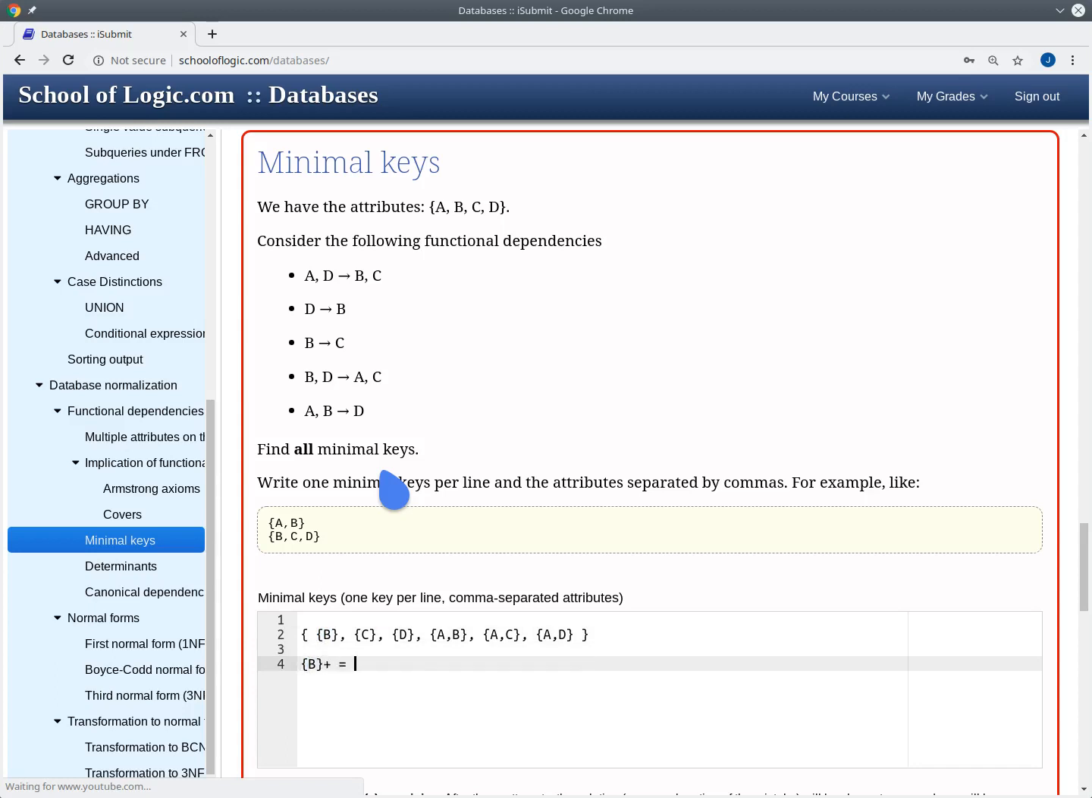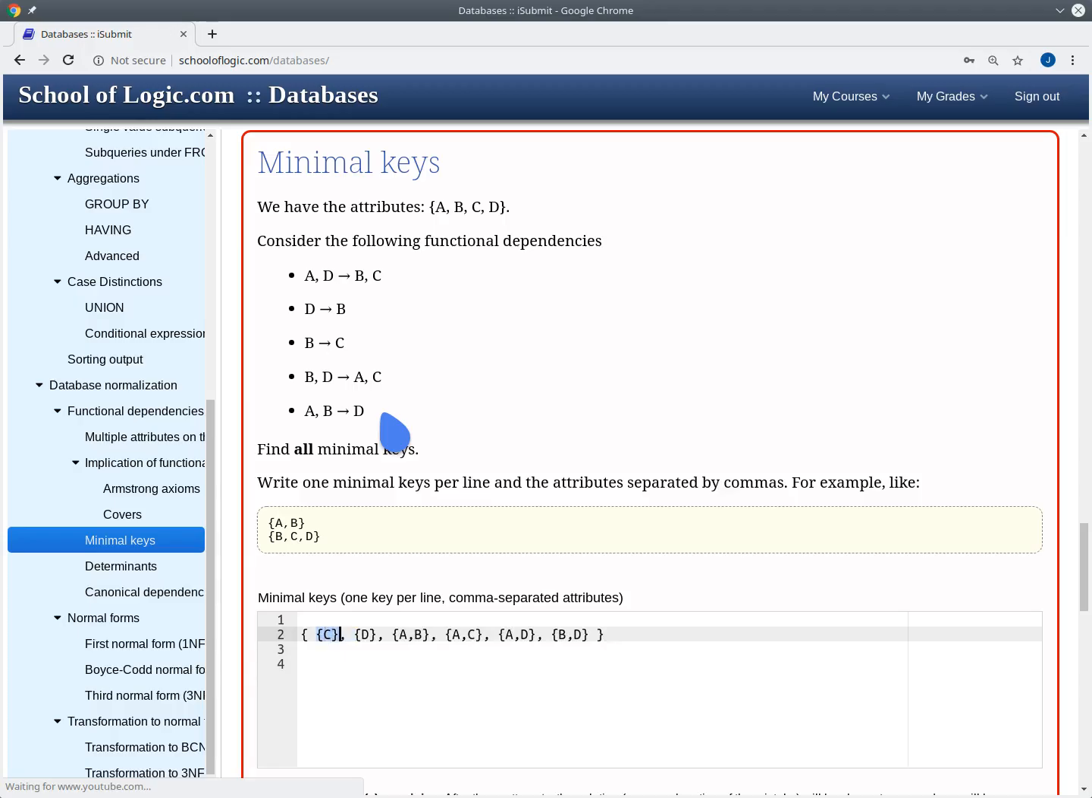We compute the cover of B. What does this give us? We have, of course, in the cover B, we get C. Can we do anything else? The first not applicable, this not applicable, this not applicable. Okay, we get just B and C. So this means we have to extend this candidate with attributes A and D. AB we already have, so we don't need to add this as a new candidate, but we need to add BD.